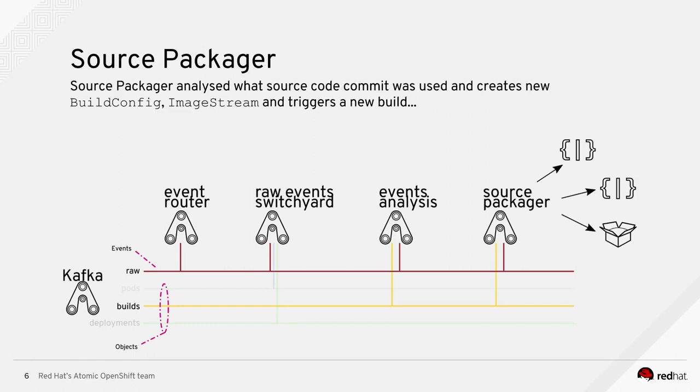And a fourth component is called the source packager. This one is going to analyze the build log. It's creating a new build configuration. This build configuration will do exactly the same thing as a source to image build, but it will not create a binary container. It will create a source container. The source container has no binaries in it. It only carries the source code for the application. Source packager will also create an image stream, which will hold the resulting source container, and of course it will trigger the build itself.